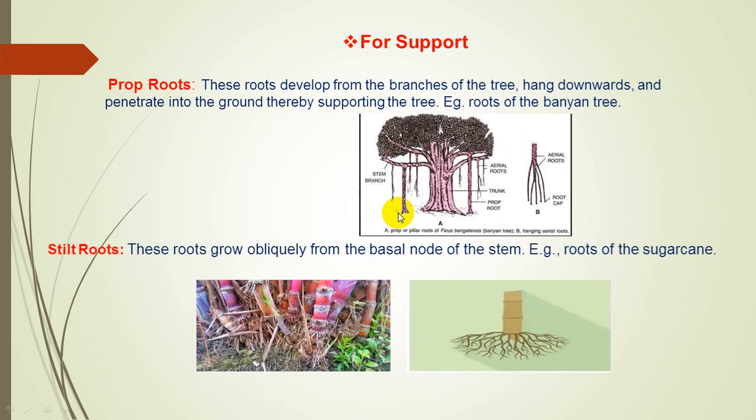The next type of root is the stilt root. These roots grow obliquely from the basal nodes of the sugar cane. You can see sugar cane is very common, and you all would have seen this condition. You look at here, from the node of the stem these roots arise, and their function is to give support. That is called stilt root.